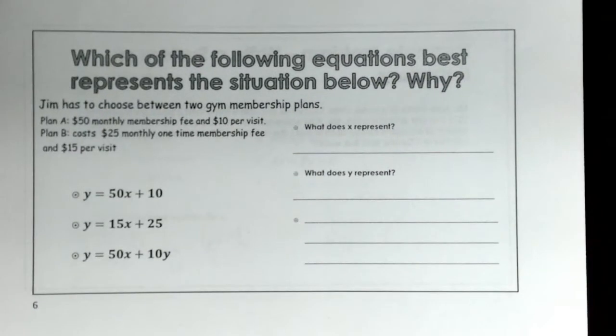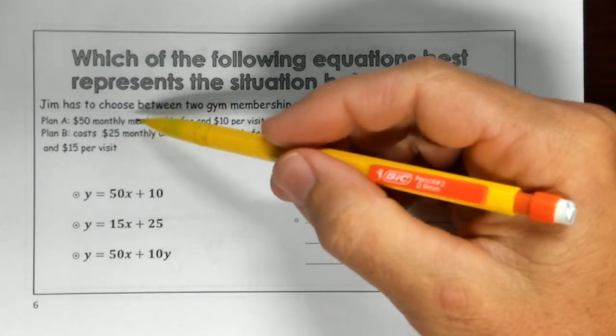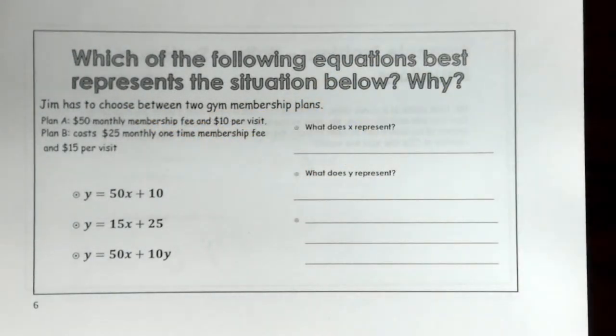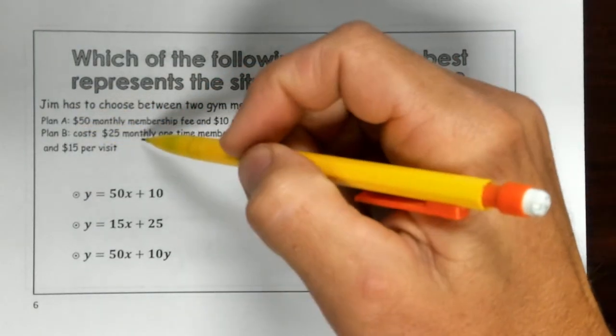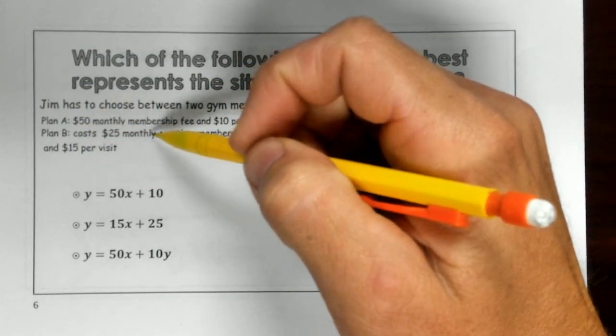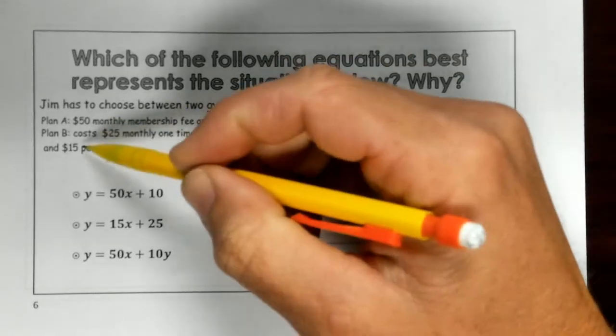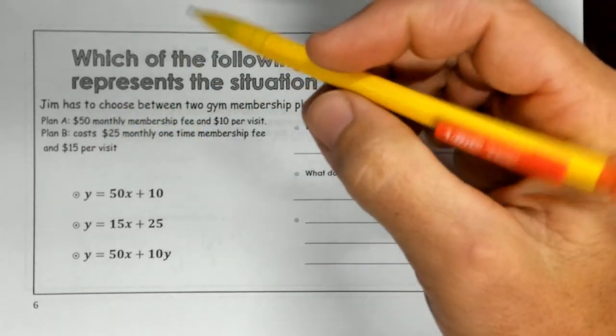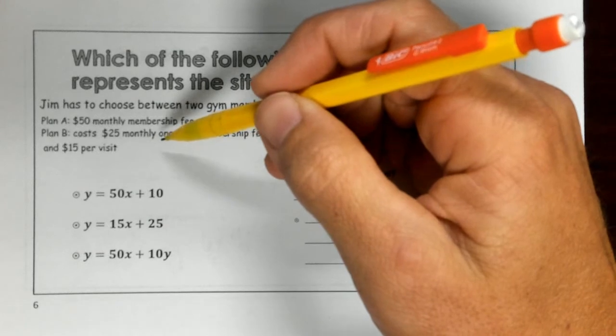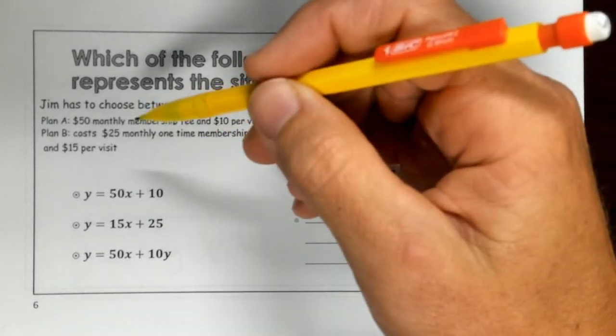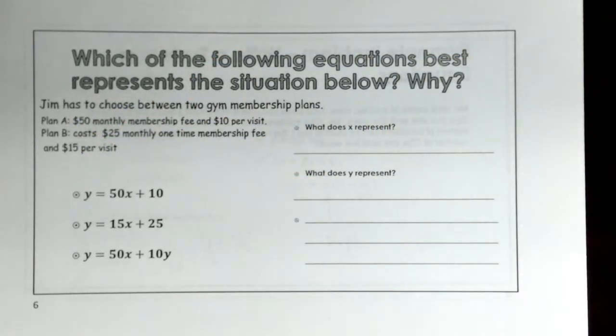Second example. All right, we're getting swell. Okay, so Jim's going to choose between two gym memberships. Right, he's going to get his workout on. Okay, every day is chest day. So plan A, $50 monthly membership fee and a $10 per visit fee. Plan B costs $25 per month, a one-time membership fee, and $15 per visit.